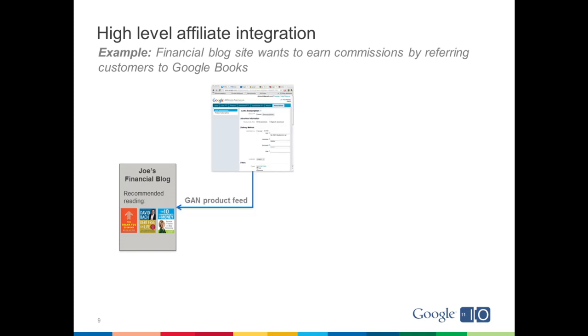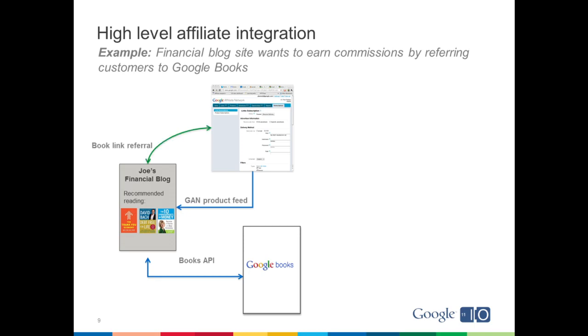And with that account set up, he gets access to a GAN product feed. What this GAN product feed gives him is a list of all the books that he can refer to Google eBooks. If he doesn't want to use a GAN product feed, because it is a big file that he has to parse, he can use our Books APIs to specifically query Google Books and find out if books are available for sale. And if those books are available for sale, then find out what the referring link for that book should be.